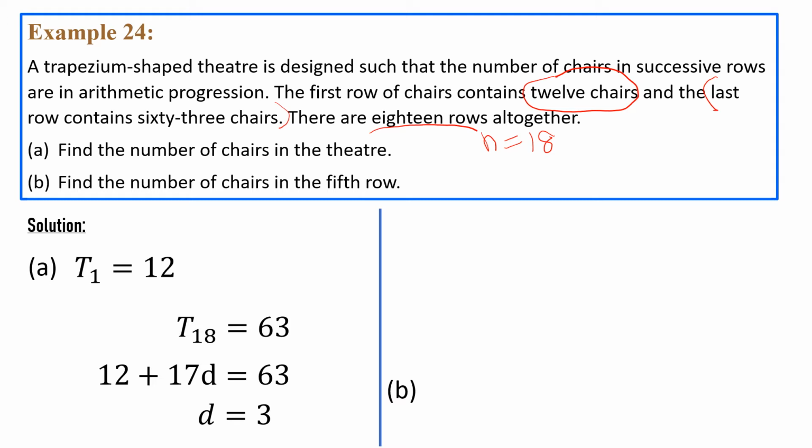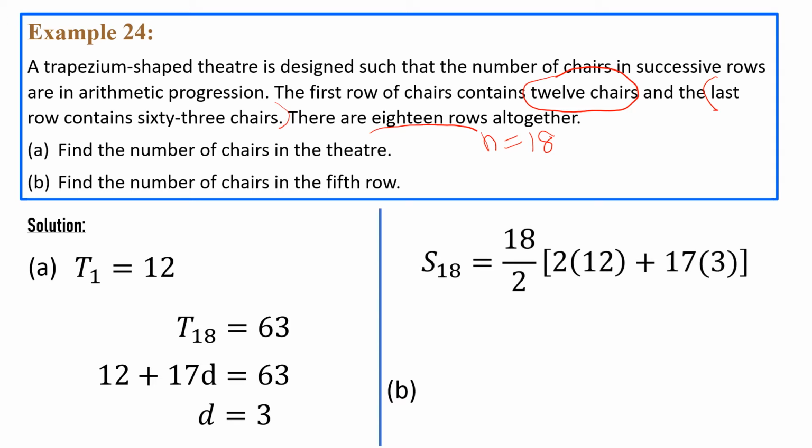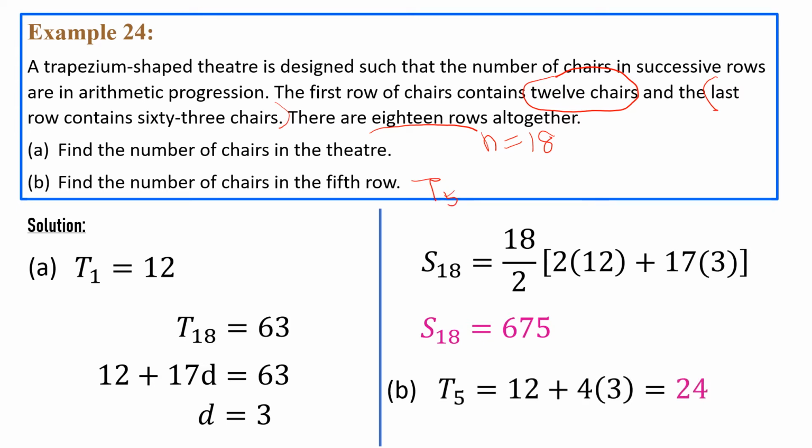equal to 3. Next, we can find the number of chairs in the theatre, which is S18. Substitute into the formula and we get S18 equal to 675. Second question is, find the number of chairs in the fifth row. We need to find T5. Just substitute all the values a, d, and n, so we get T5 equal to 24.